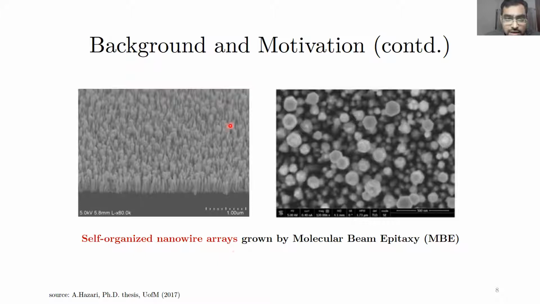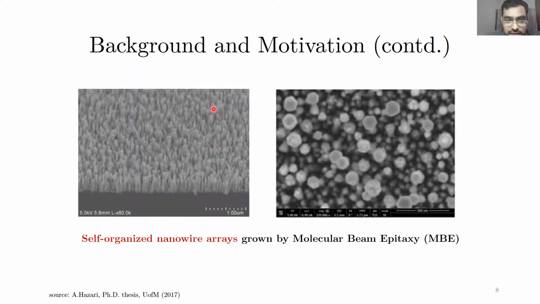So what are these? These are nanowires, wires with dimensions at the nanometer scale, which grow in a vertical manner on a substrate. These are nitride nanowires, and the image I have shown here is taken from the PhD thesis of one of our group members, Arnav Hazari.